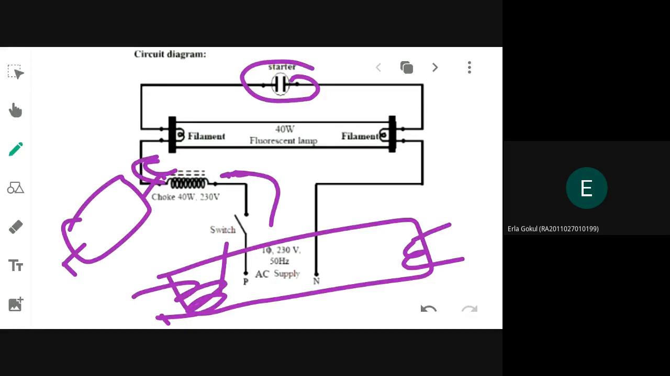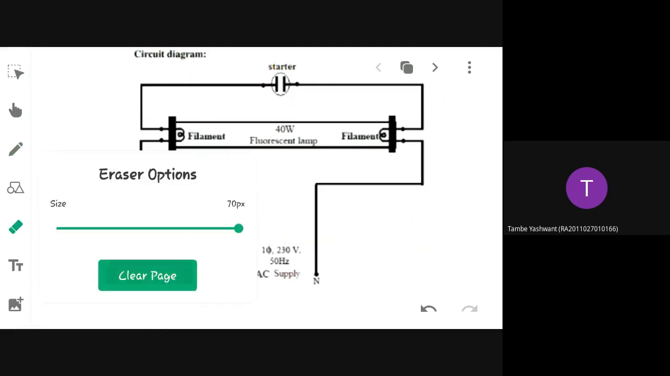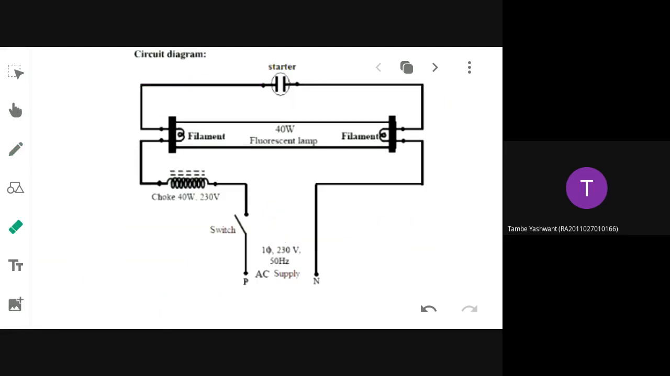This is your starter. You have seen starter, they tell you, no? Two terminal. The other end you have to give it like this. So as given in the circuit diagram, you have to give connection. So you have to get a starter, a choke, a wire, one two terminal switch, and also the tube, then plug points. That will do it.